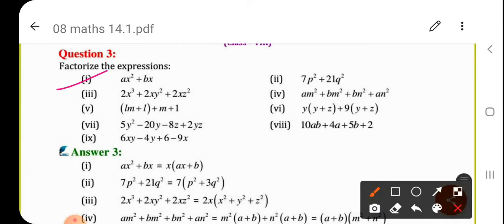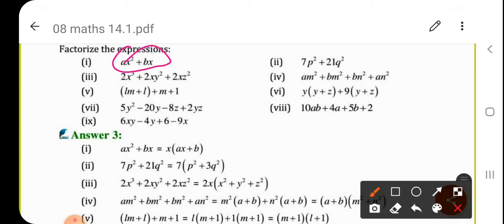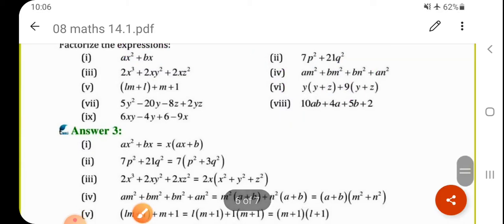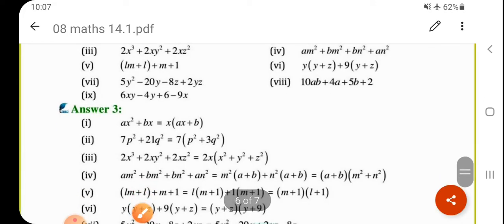First one, ax square plus bx. So here it is very simple, x is common in both the terms, and here the square is not given, otherwise this way a square minus b square, so you cannot use this identity. So only one option is there, x is common. So the answer is x into ax plus b.